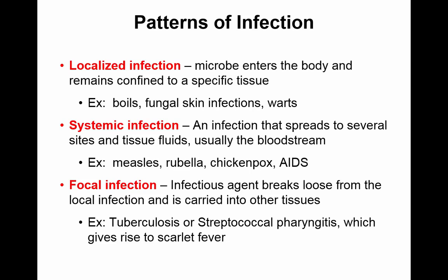We have here some vocabulary associated with the patterns of infection. First is localized infection, where the microbe enters the body but it stays in a specific tissue, like boils and warts, which don't usually spread all over the skin. They're just in certain areas. A systemic infection, though, will spread to other sites, usually by the bloodstream. Measles does this, chickenpox does it, and of course the HIV virus and AIDS are systemic infections.